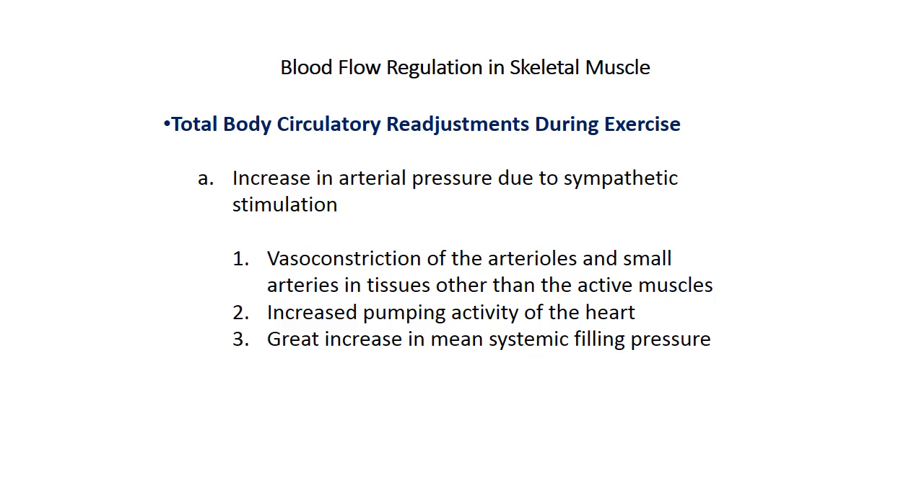The second factor for circulatory readjustment during exercise is increased arterial pressure due to sympathetic stimulation. Vasoconstriction of arterioles and small arteries in tissues other than the active muscles is seen. Increased pumping activity of the heart is seen, increasing arterial pressure. And finally, a great increase in mean systemic filling pressure is also seen, increasing arterial pressure during exercise.